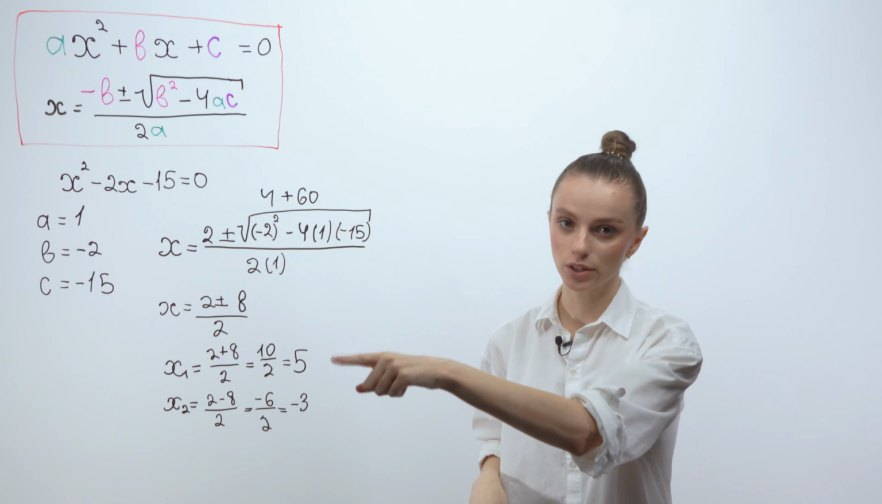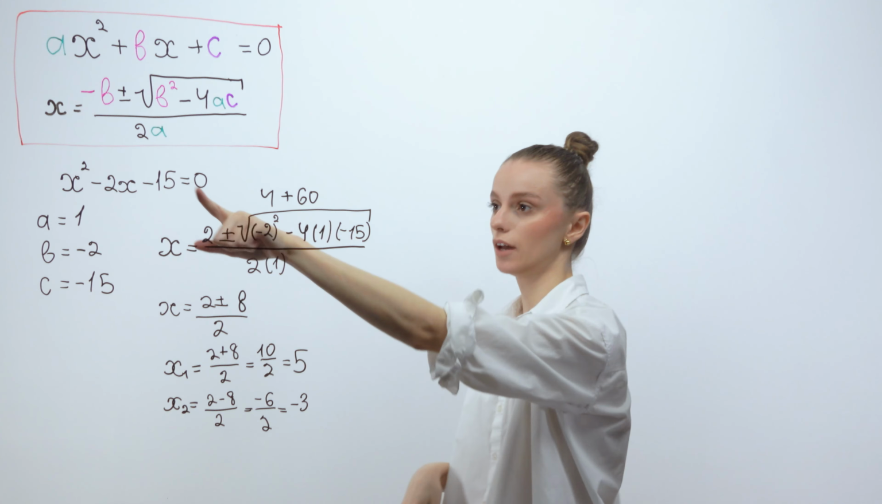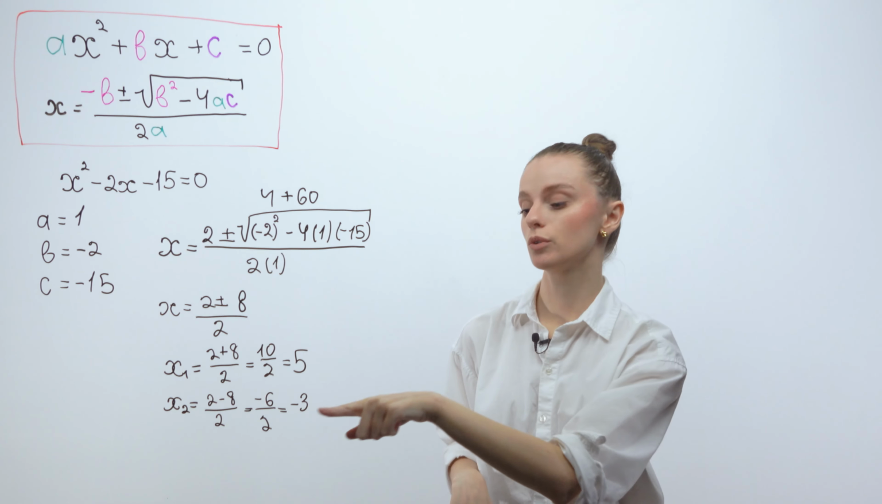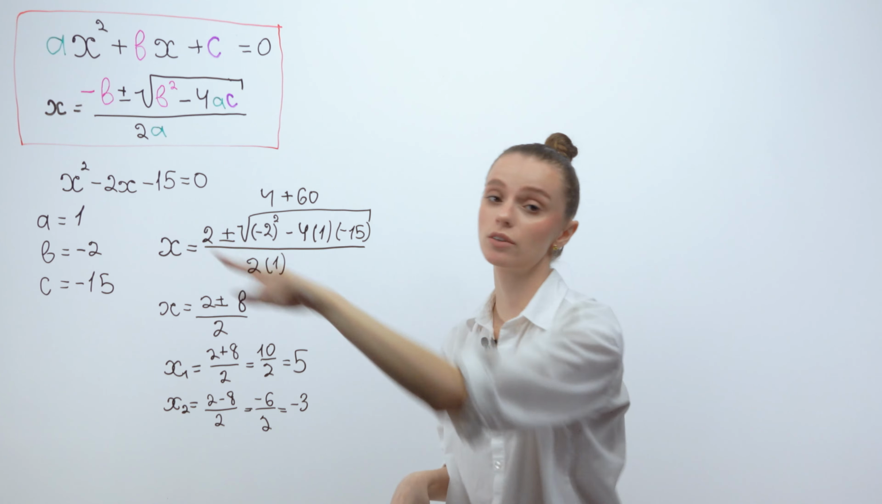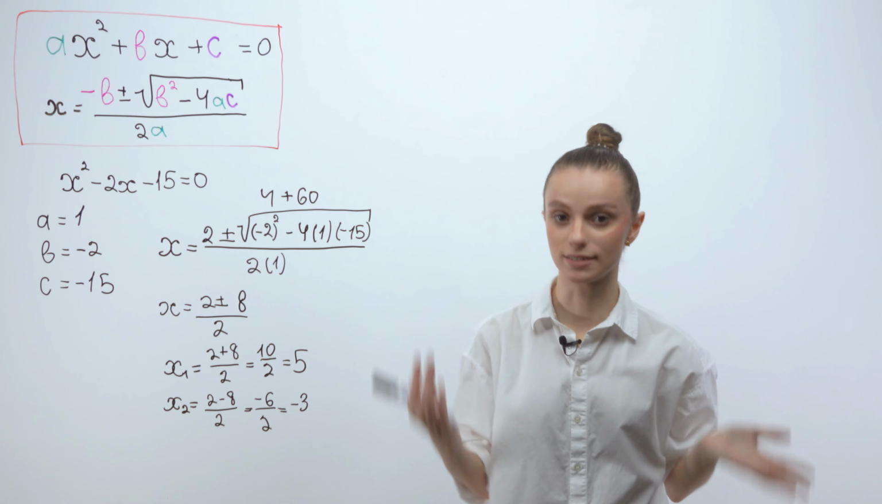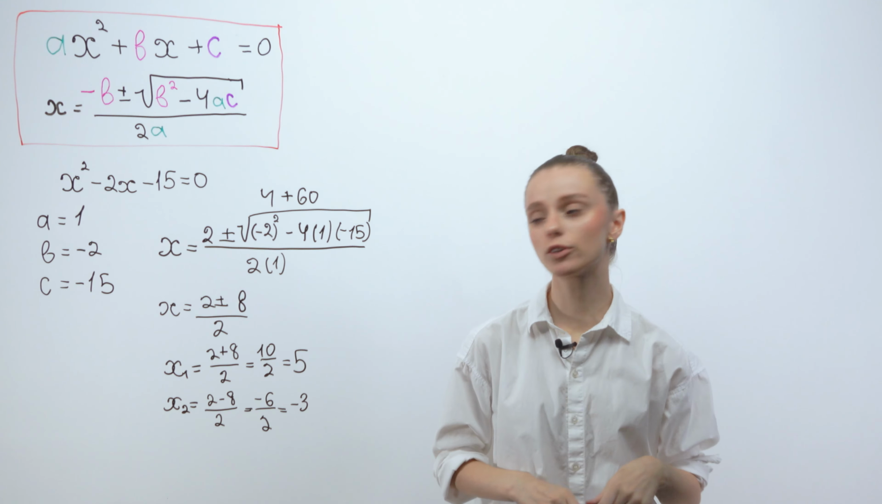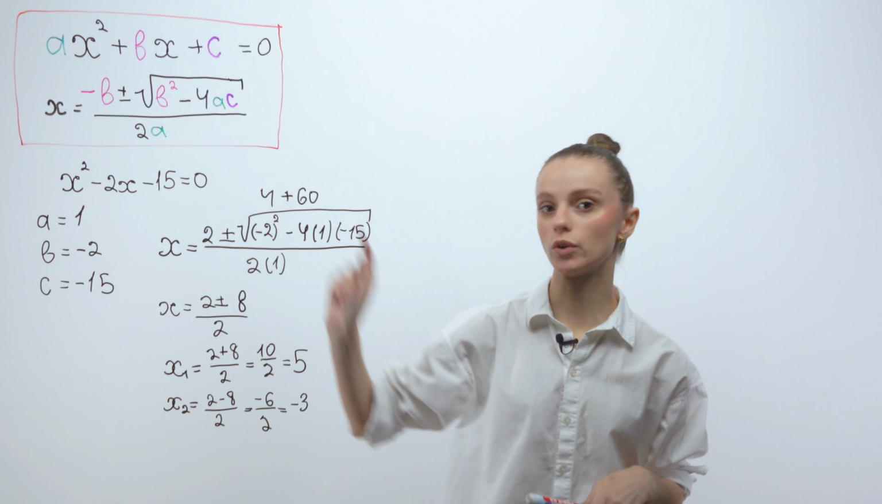If you were to plug in 5 instead of x, that will be equal to 0. And if you were to plug in -3 instead of x, that will also be 0. All you have to memorize is the formula and make sure that you know your coefficients.